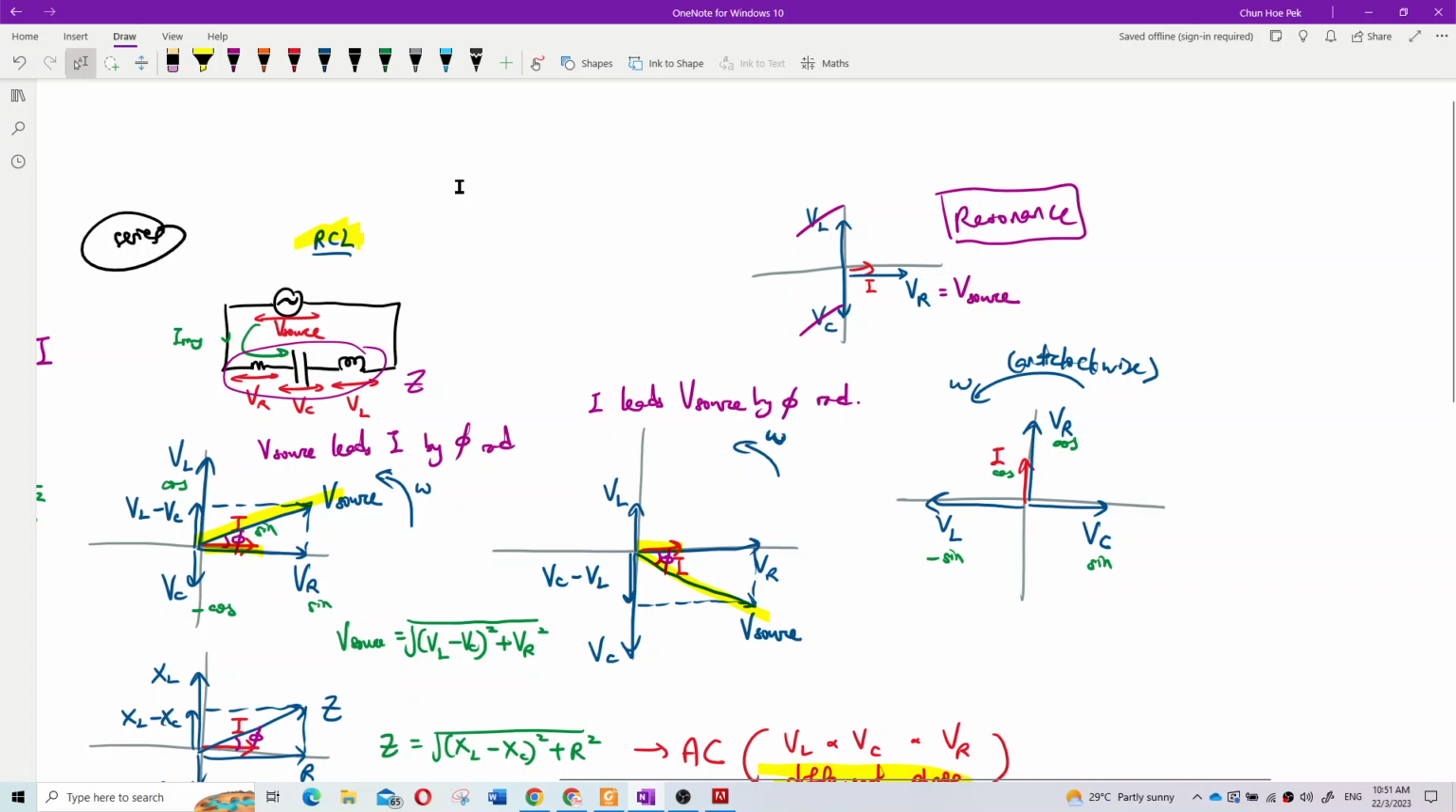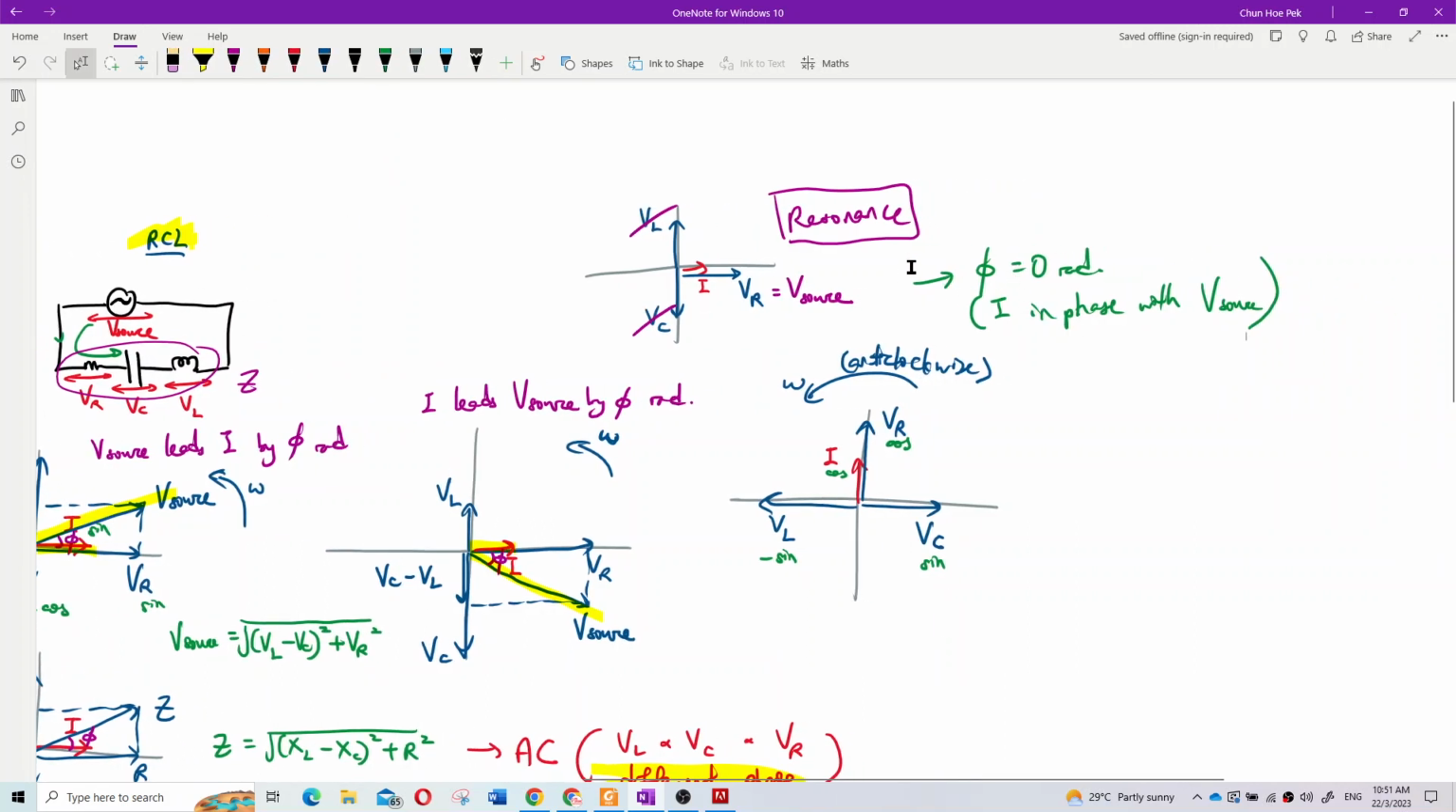V source is in phase with current. So for this one, phi is 0 radian. If phi is 0 radian, that means I is in phase with V source. V source is in phase with I. If phi is 0, then it is in phase.